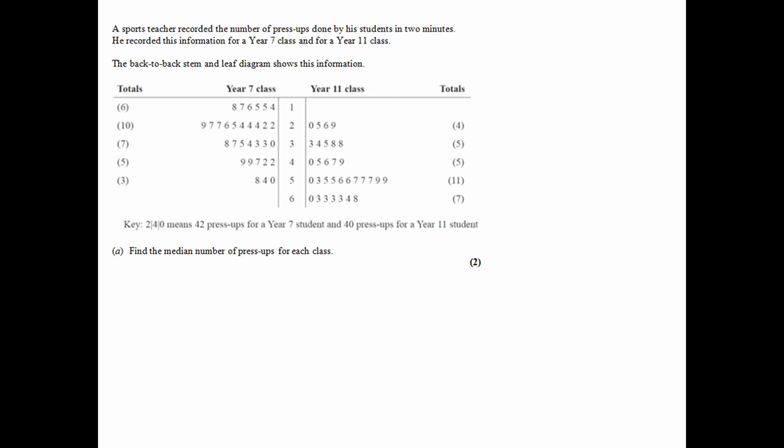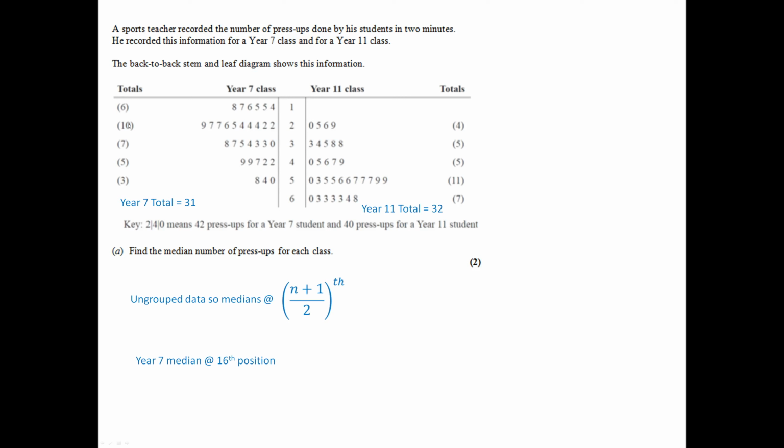This is not grouped data. We have the exact values of every single pupil. So we use n plus 1 over 2 to locate the medians. If we add up the totals, there are 31 pupils in the Year 7 class and 32 in Year 11. So for the Year 7 class, add 1, divide by 2. That tells me the median is in the 16th position.